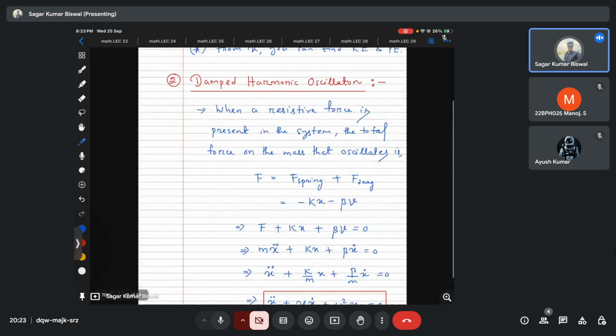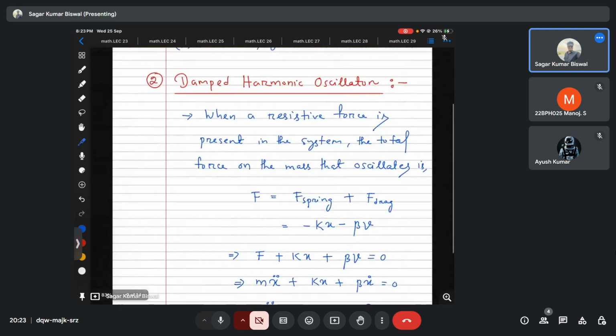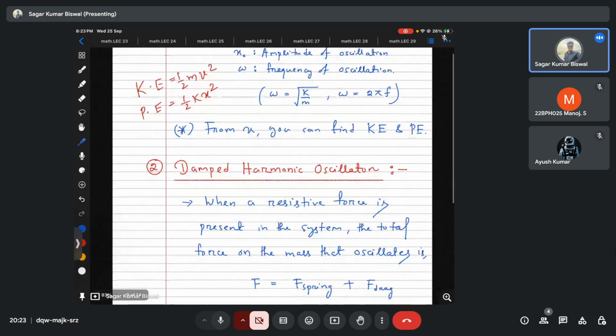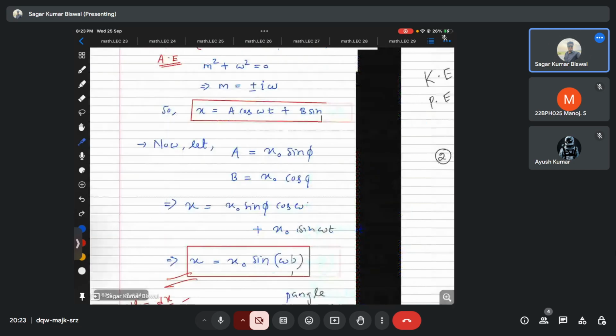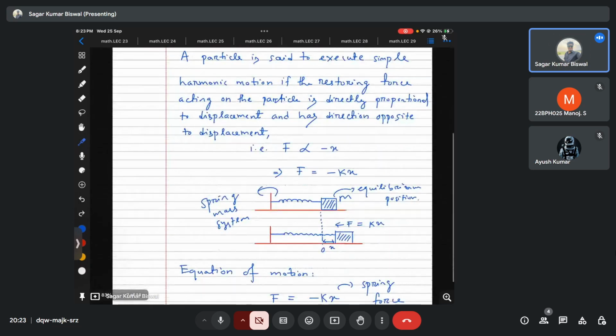So the next case we are going to discuss is the damped harmonic oscillator, right? What is a damped harmonic oscillator? In the damped harmonic oscillator, there is a resistive force present in the system. What is this resistive force? If this mass is executing SHM on this ground, there may be a resistive force or a frictional force acting on this mass due to its contact with the ground, right? If this is the ground, there may be a resistive force.